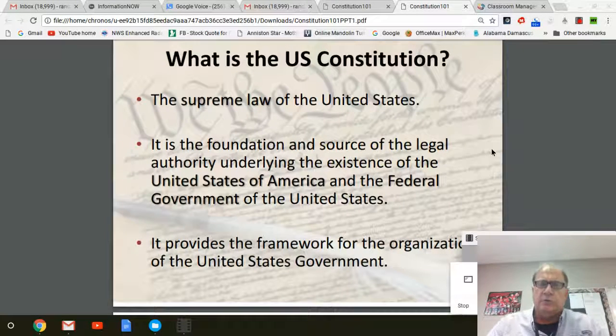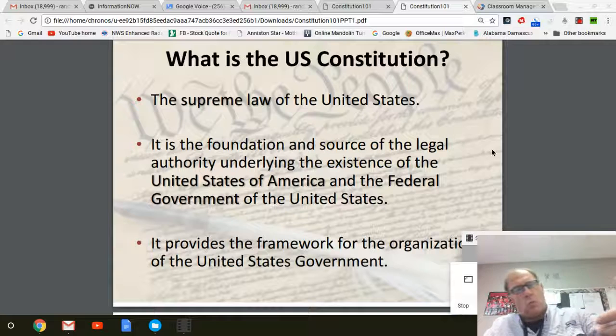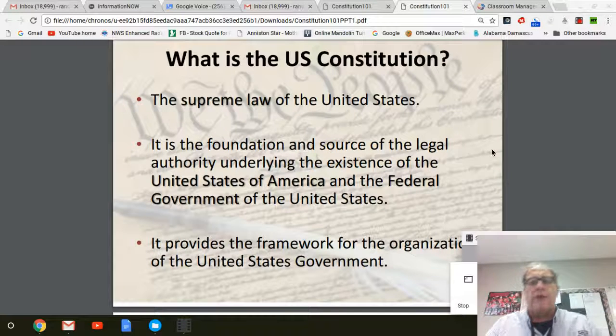I ask my classes on a routine basis, who governs the United States or what governs the United States? The correct answer is not the president, not Congress, not the Supreme Court, but the Constitution, because all governmental power comes from the Constitution in American law. It provides the framework for the organization of the United States government. Every member of the state legislature, every sheriff in the United States, most government officials, as part of their oath of office, they have to swear an allegiance to the Constitution of the United States, as do all military personnel.